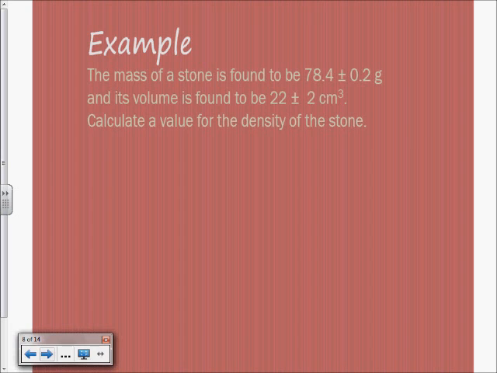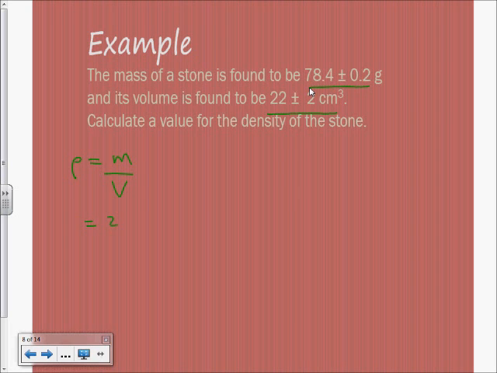All right, so the mass of a stone is found to be 78.4 plus or minus 0.2 grams. And then we've also got the volume. So we're going to use the formula density equals mass divided by volume. All right, so I'm not going to go through the calculations.